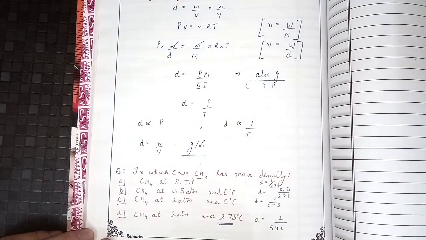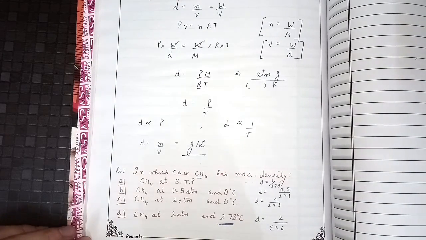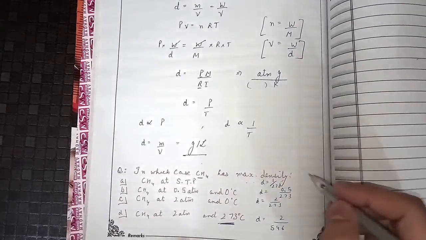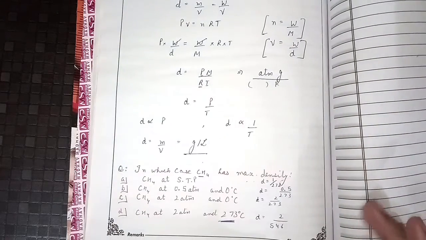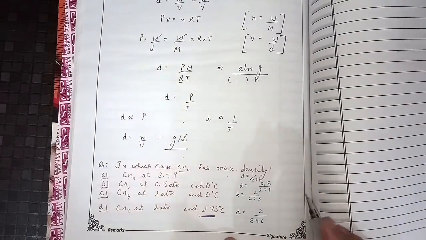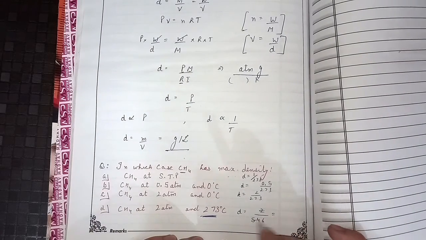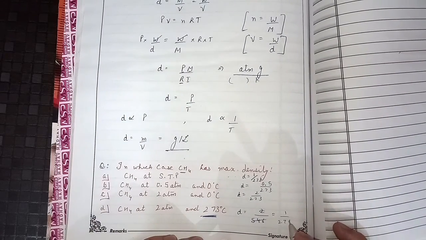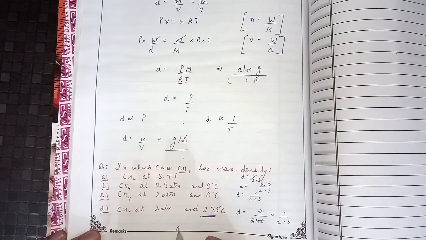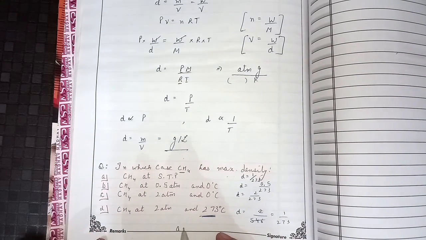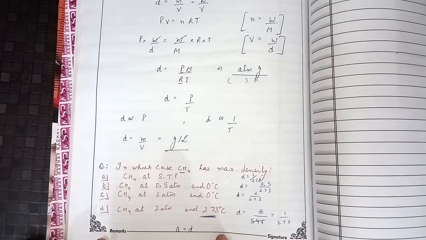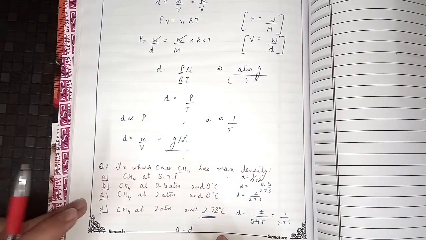So now we have to check which case has maximum density. So we have to solve the values of these. How can we solve it in a smart way? If we see in case D, it will become 1 over 273. So it means A and D will have equal density. Now the maximum is between B and C.